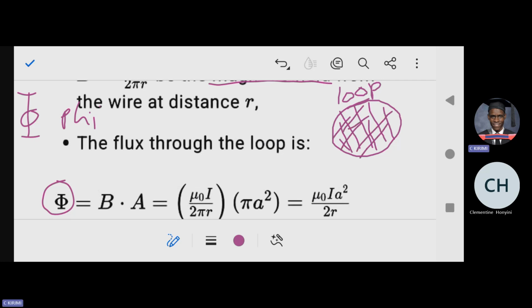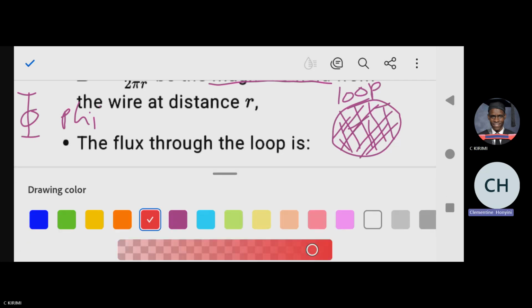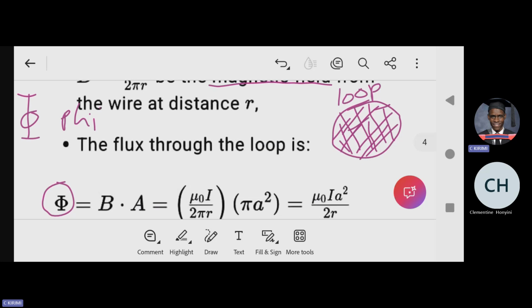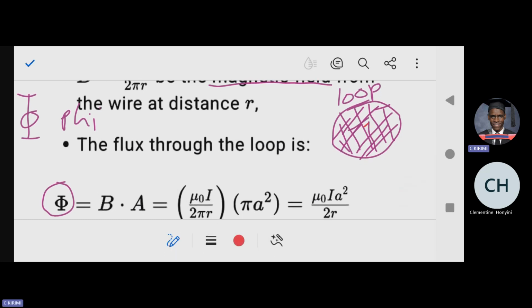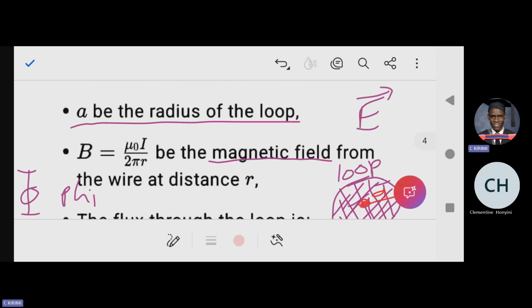But this loop has a radius. What is the radius of that loop? It's a. So instead of putting r, we are going to put a. Where it says area, we are replacing it with pi r squared, and r is a, so it becomes pi a squared. That's where we introduce the a. Already the formula for the magnetic field was given. You must know that one.